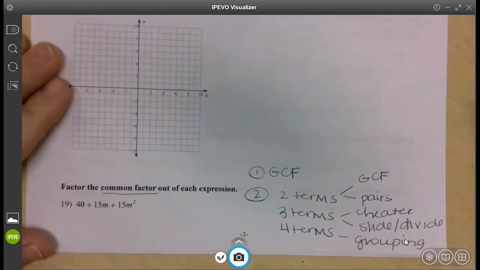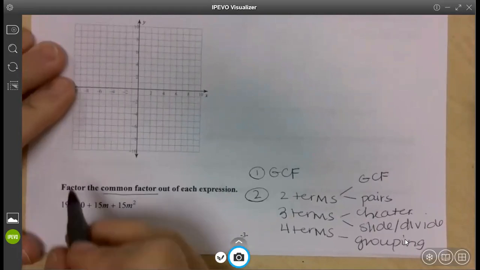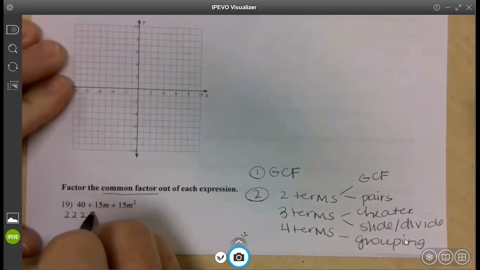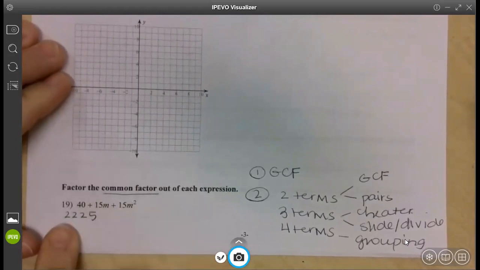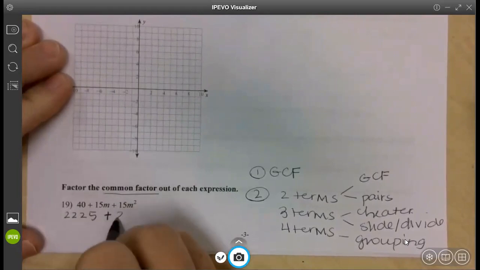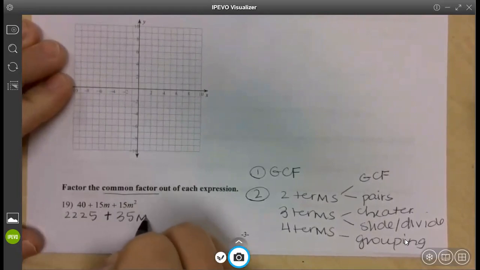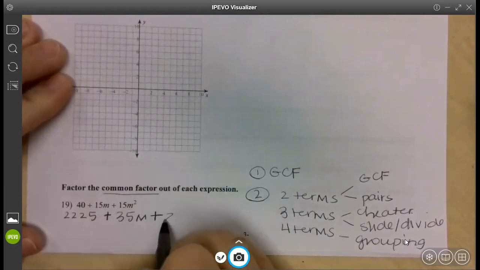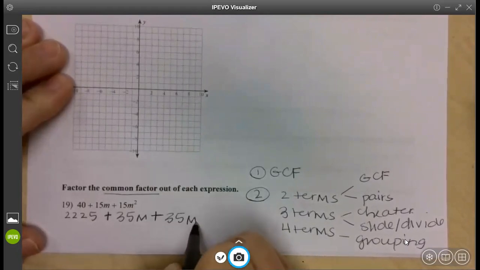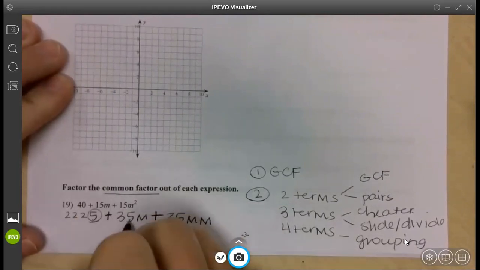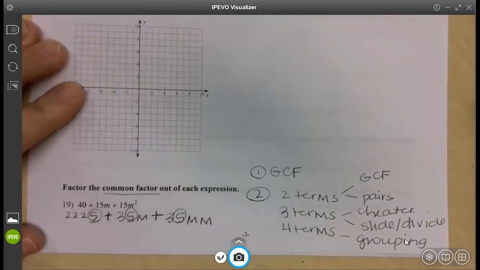So this one, we're going to try GCF to begin with. How do we do that? We break it down. 40 is 4 times 10. 4 is 2 and 2. 10 is 2 and 5. 15 is 3 times 5 and then m. Then we have a plus. And then 15 is 3 times 5, and we have 2 m's on this one. We look through the whole thing, and we see that they all have a 5 in common.